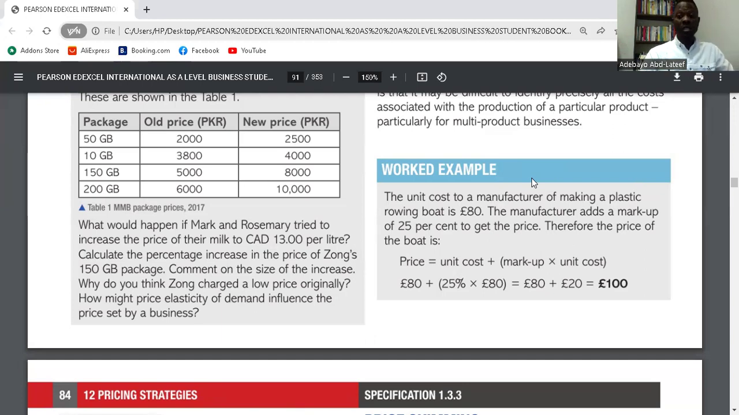But indeed, at the beginning, it's difficult when you use cost plus pricing, because you might not be able to identify all the costs. If you have to put all the costs on the price of the product, it will be so high that consumers will not be able to buy. So that is the point about cost plus pricing.